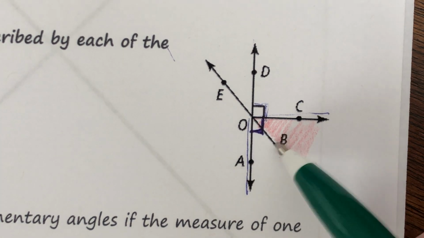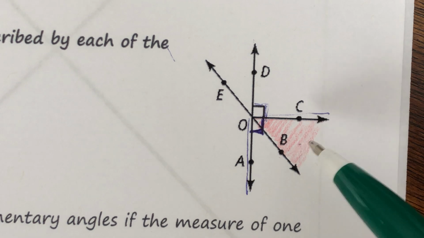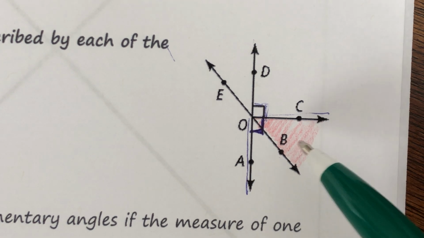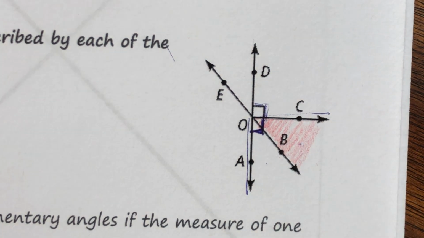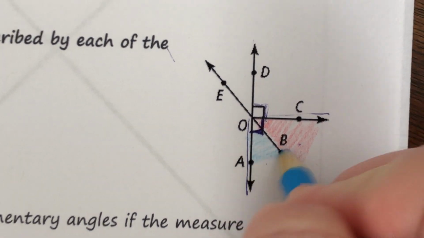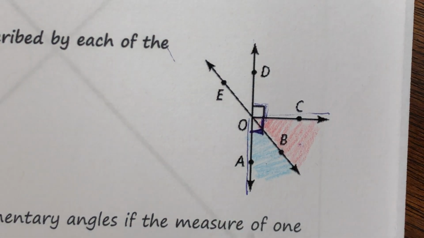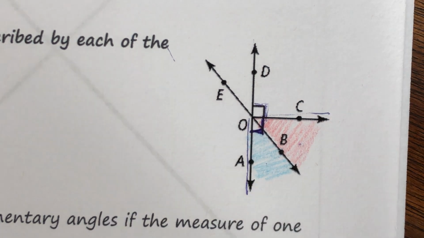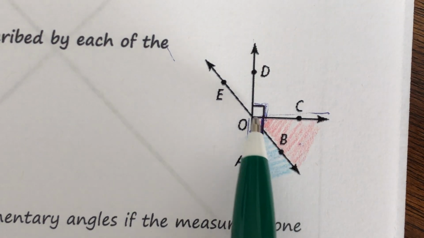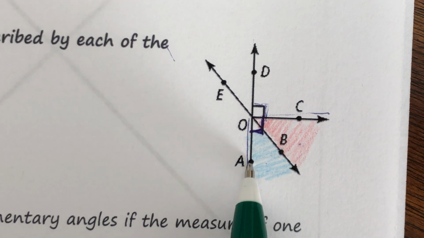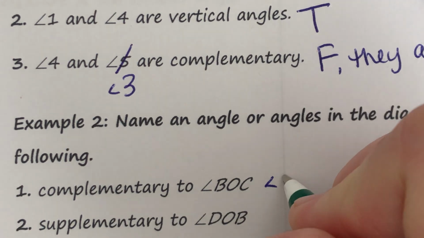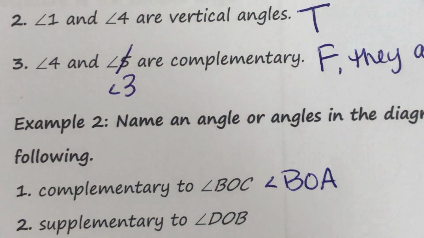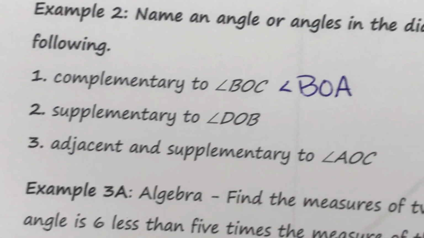If this guy is our angle, what's complementary to this angle? This angle right here. We just marked them. Those two together form this little square, this little 90-degree angle, right? This line and this line form a right angle. So we're going to say angle BOA, or you could call it AOB. Doesn't matter. I'm going to use BOA because I like BOA.